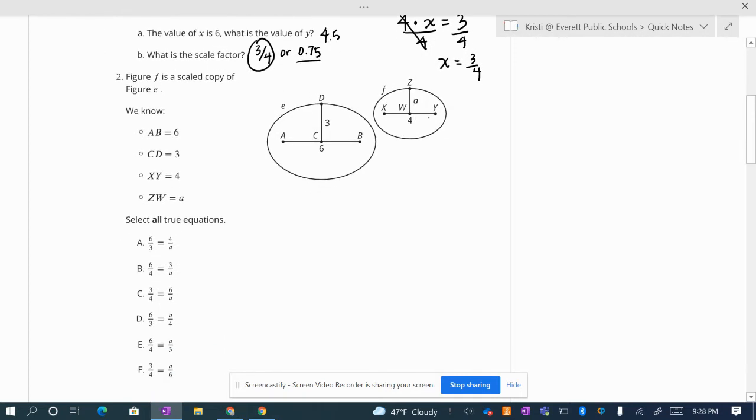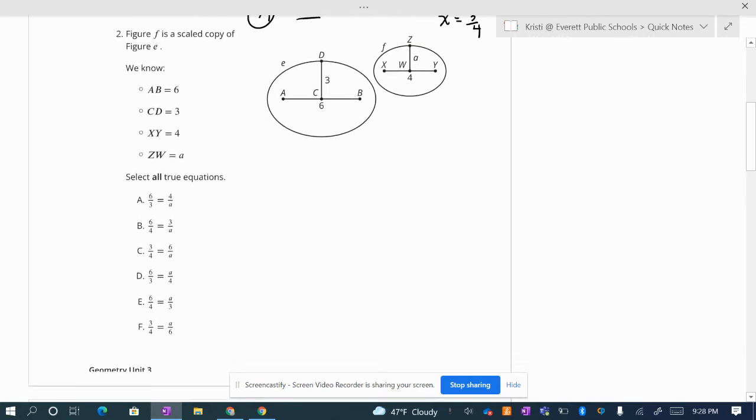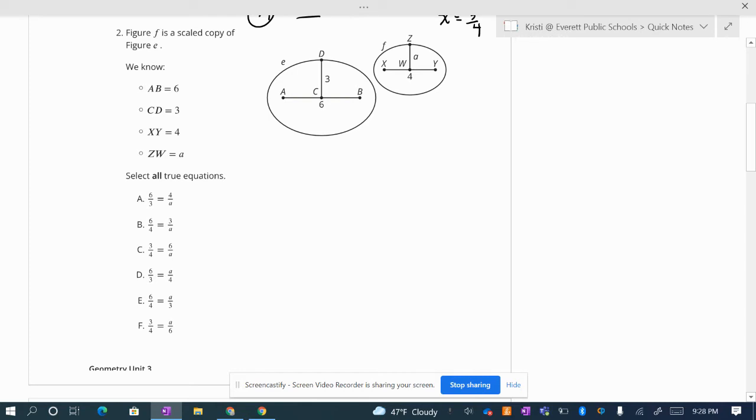All right, number 2. F, the smaller guy, is a scaled copy of E. We know that AB is 6, CD, this guy here, is 3, XY is 4, and ZW is A. So what is true? These are the proportions that are true. Let's see. 6 will relate to 3. Okay, that makes sense. 6 will relate to 3 the same way 4 will relate to A. That is a true statement.